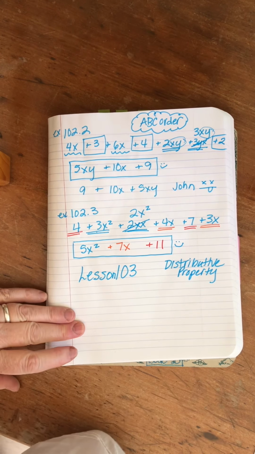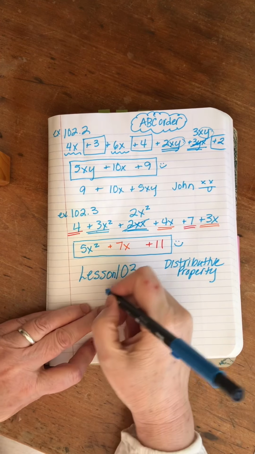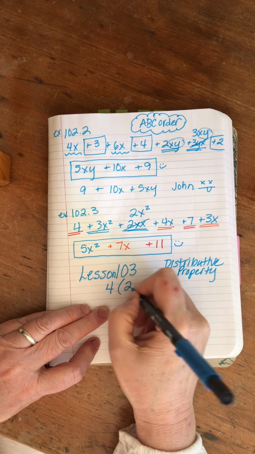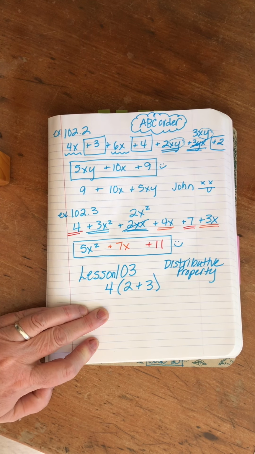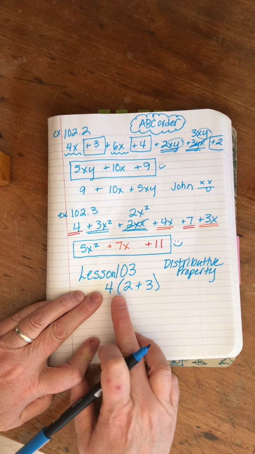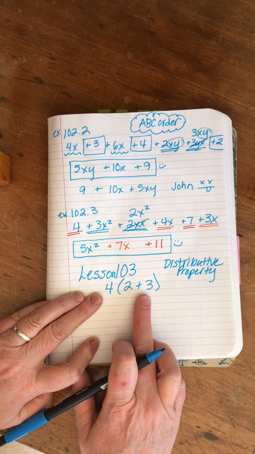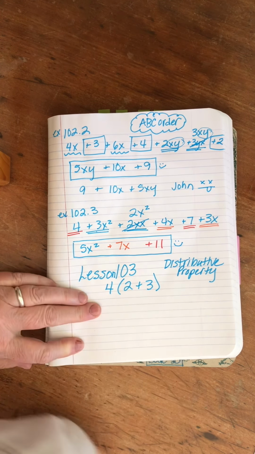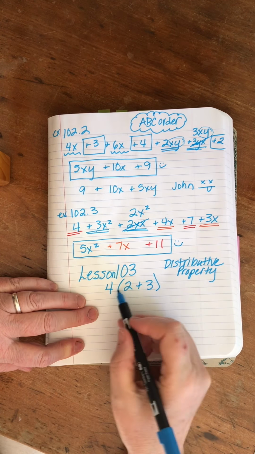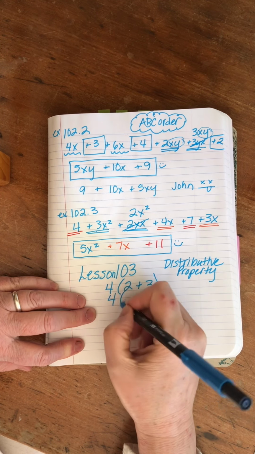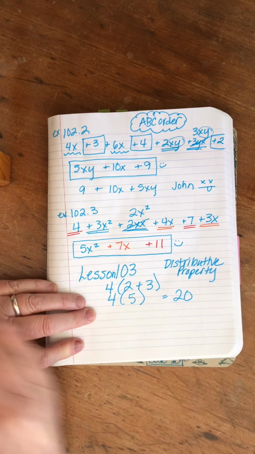Now, if we have all numbers, we don't really need the distributive property. Let me show you what it looks like. If we have all numbers, it's an arrangement like this. We have 1 number on the outside and 2 being added or subtracted on the inside. Now this, we know we would do using order of operations, right? We would add those 2 together and we would get 4 times 5, and then that would equal 20, right?